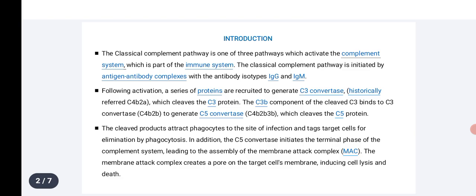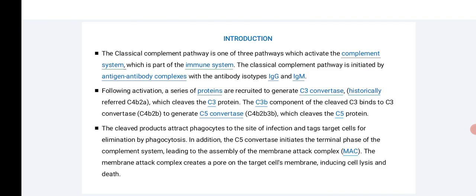Let's start with some basic introduction about the complement pathway and its types. The classical complement pathway is one of the three pathways which activate the complement system. It is a part of the immune system. The classical complement pathway is initiated by antigen-antibody complexes with a type of immunoglobulin such as IgG and IgM. Following activation, a series of proteins are recruited to generate a C3 convertase.